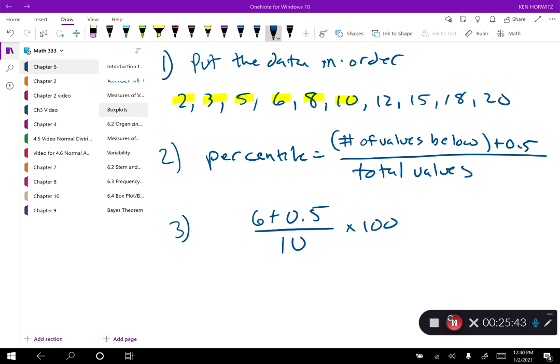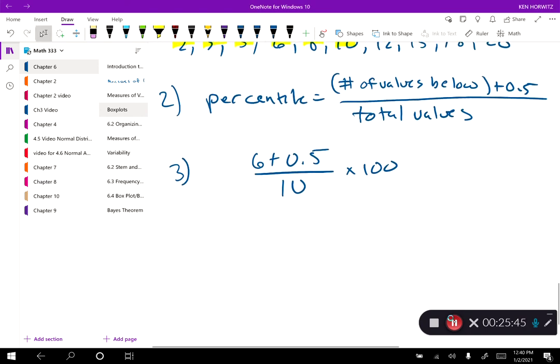All right, so hopefully you did the calculation. I got 65th percentile. All right, and basically what that means is the student who scored a 12 on the test did better than 65% of the class. All right, so that's what I got for this section.